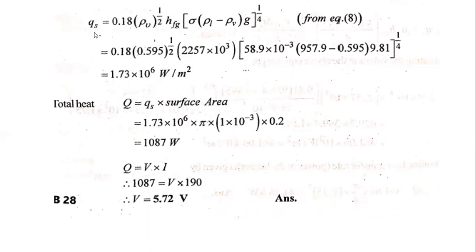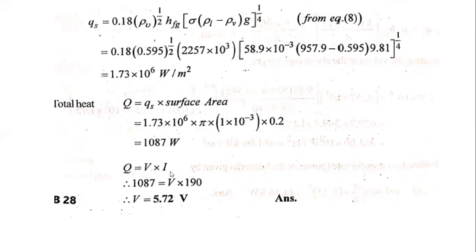So the rate of heat transfer is found with the formula 0.18 into density of vapor raised to power 1 by 2 into h_fg into the quantity sigma into g into rho L minus rho V, raised to power 1 by 4. So ultimately we have found the rate of heat transfer q. Total heat is equal to the rate of heat transfer into the surface area, so multiply by surface area pi D L. We are getting 1087 watt, and ultimately Q is equal to V into I.